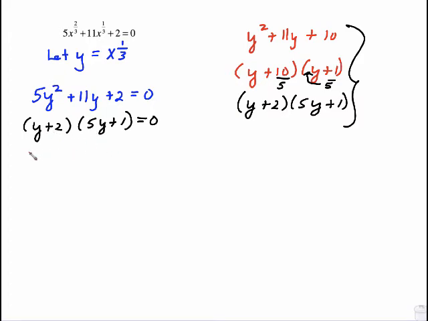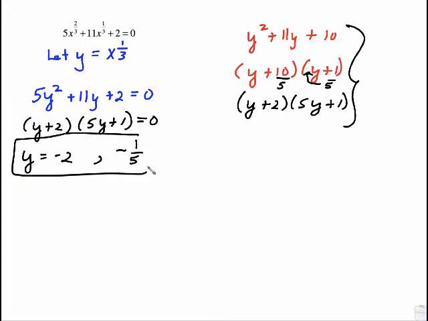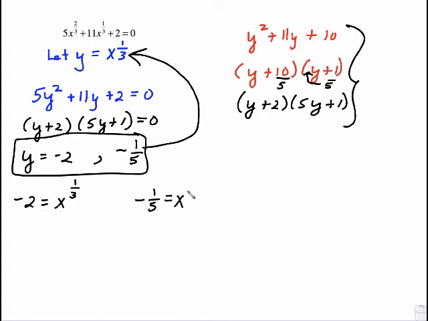Now we can set those equal to 0 and solve. Y is negative 2 or y is negative 1/5. Those are the y values. You need to stuff those back up here and solve. So the first one will be negative 2 equals x to the 1/3. And the other is negative 1/5 equals x to the 1/3. Now, because that's a rational exponent, you can do either, it's your choice. You can leave it as a rational exponent and raise both sides to the third power, which is what I'm going to do. Or you could convert back to radical if that's what you want to do.